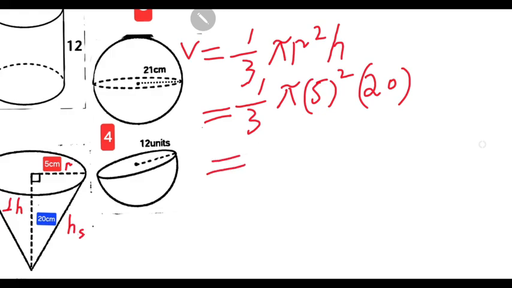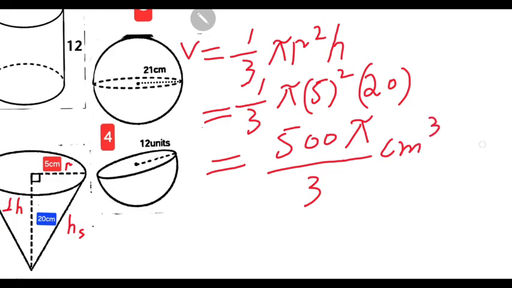So I'm going to use my calculator to solve this one. My answer will be 500 pi over 3 centimeter cube. You can leave the answer in terms of pi. If they ask you to solve for 2 decimal places, then you can open up the pi. Otherwise, this is my final answer.